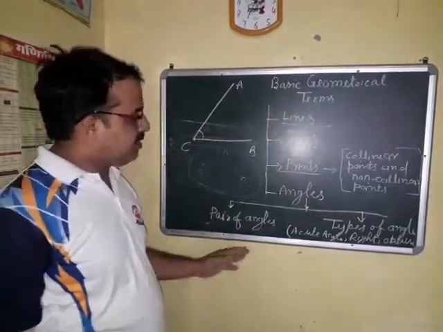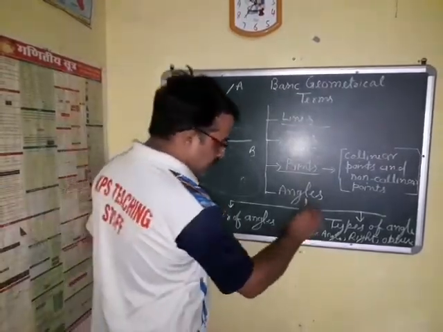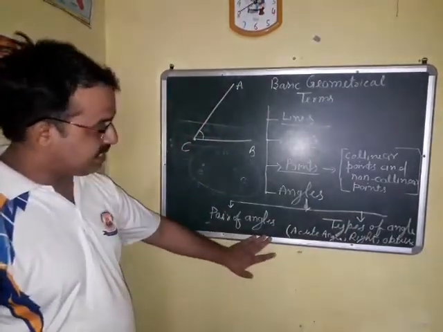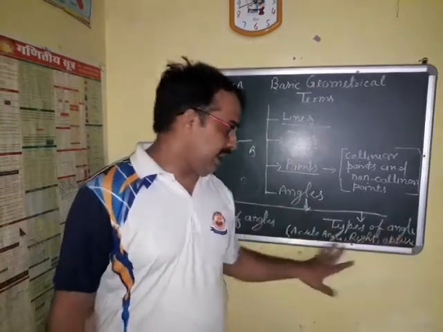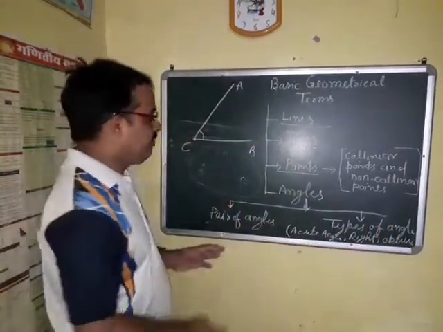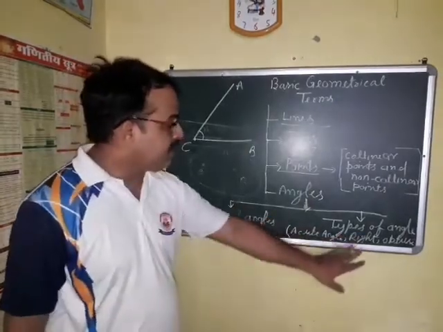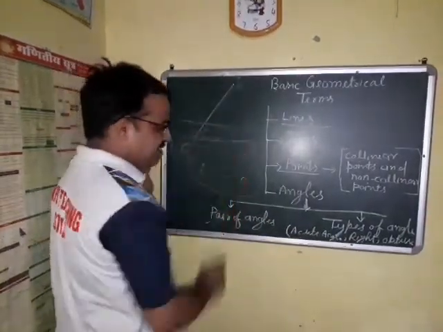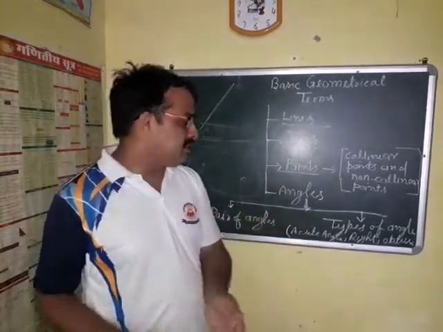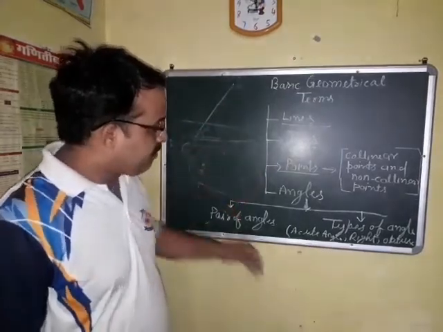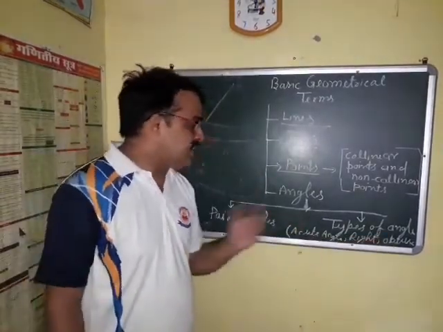Now we discuss here the angles. We discuss two topics here: pair of angles and types of angles. Now we discuss the types of angles. We know from earlier classes, the first type of angle is the acute angle.